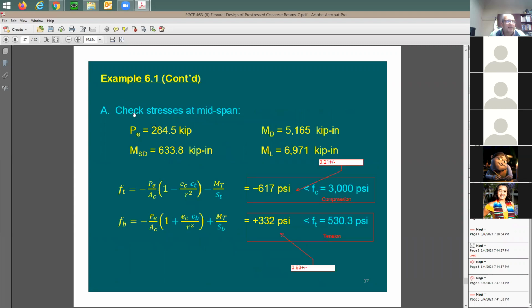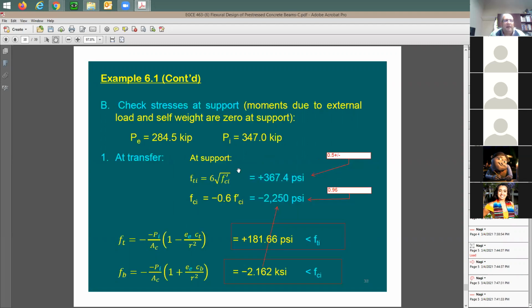And this check at the midspan is going to be at the service level at PE. So all of these values are going to be based on PE. At the service level, you're going to be using FC and FT. At the initial transfer or time of jacking, this is going to be FTI and FCI, and the values you use in your analysis are PI. Okay, that's good to know. Thank you. No problem.